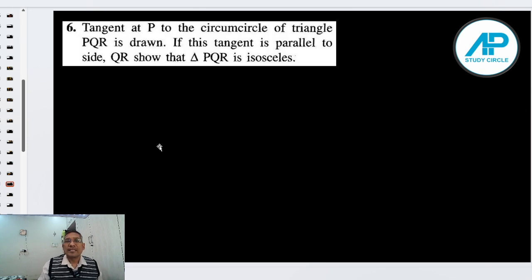I am taking up the next question. Again, we need to draw the diagram ourselves. Tangent at P to the circumcircle of triangle PQR is drawn.